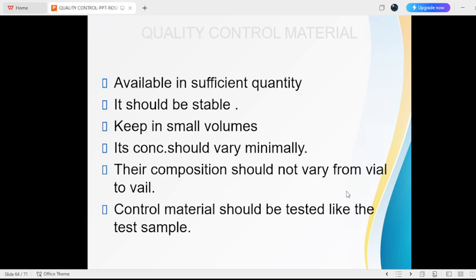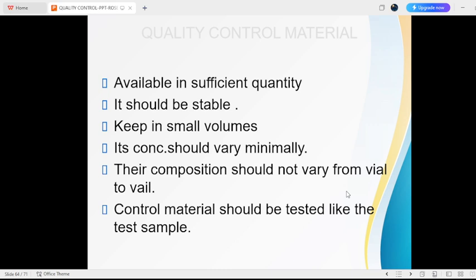Next is a little bit about the criteria of a good quality control material. First one is it should be available in sufficient quantity, it should be stable, kept in small volumes, and its concentration should vary minimally. Their composition should not vary from vial to vial, and control material should be tested like the test sample. So these are the criteria of a good quality material.